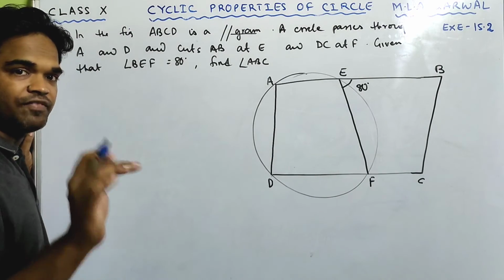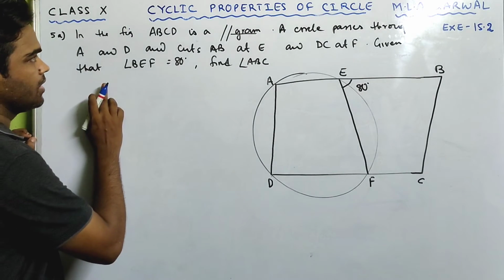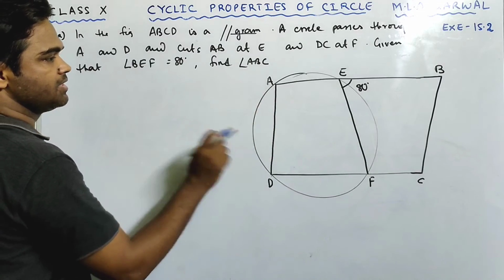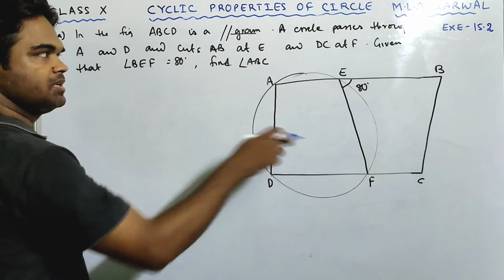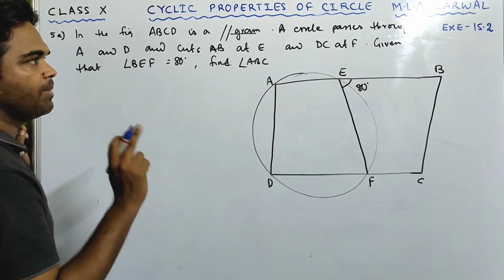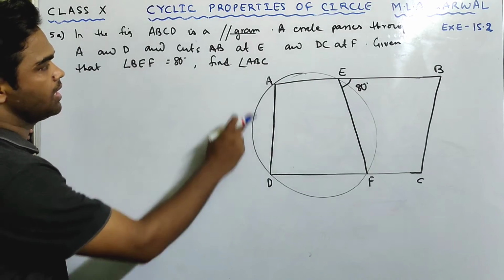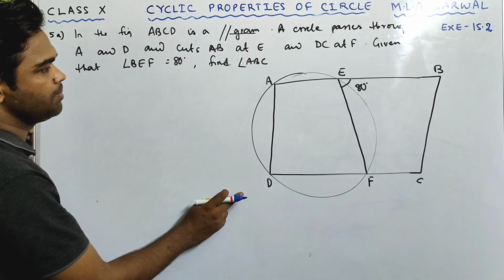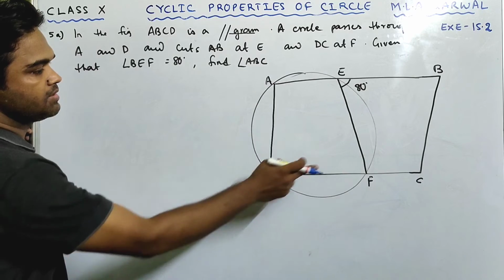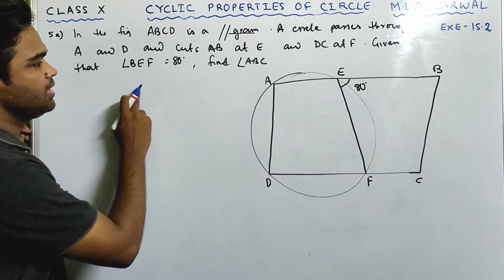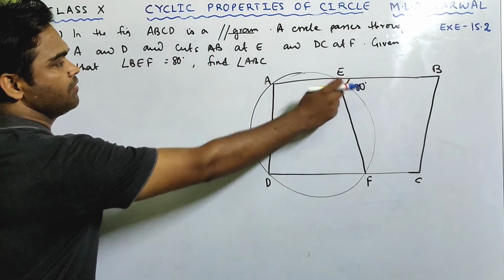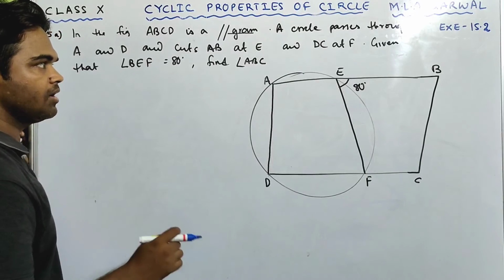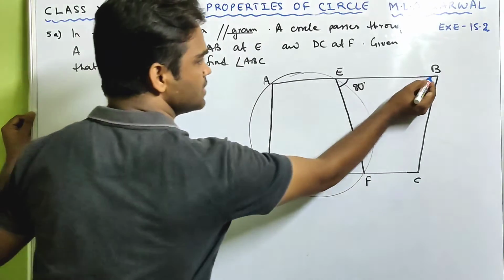Now look at this sum, 5 part A. Very easy. In the figure ABCD is a parallelogram. A circle passes through A and D and cuts AB at E and DC at F. Given that BEF is 80, find the value of ABC, which means this angle.